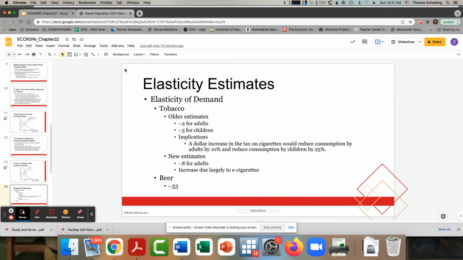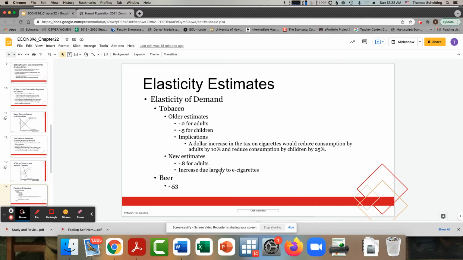And you kind of see this here, right? For tobacco, the closer this number is to zero, the more inelastic the customer is. So this negative 0.2 for adults means that if you raise the price by 10%, you only lose 2% of your customers. That's not a lot. And now look at what happens with youth: you raise the price by 10%, you lose 8% of your customers, largely because of vaping.